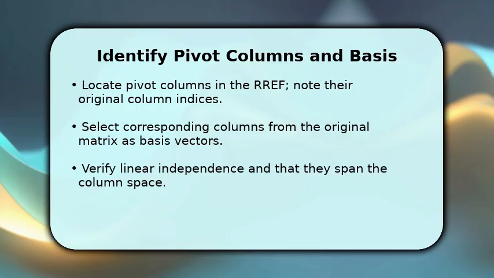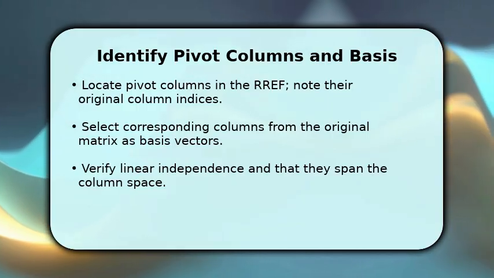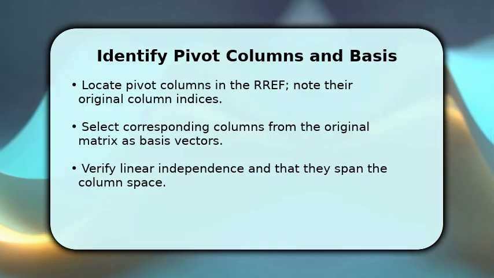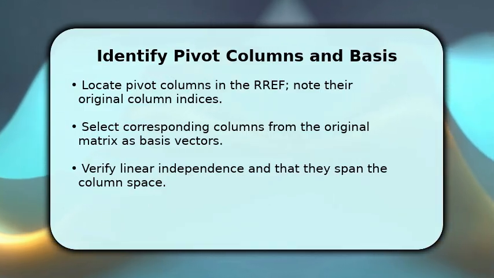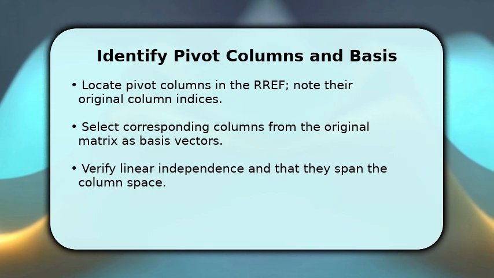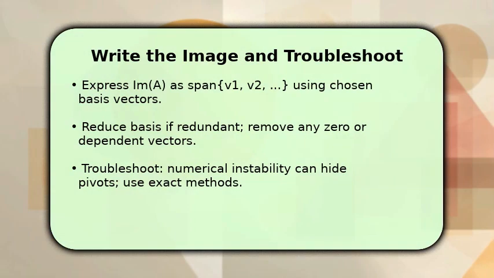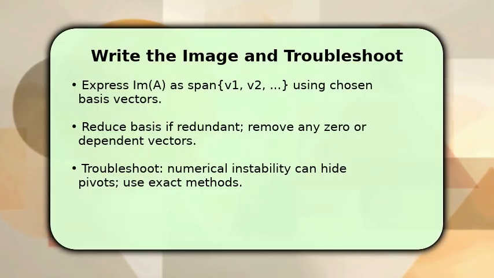To be safe, quickly check their linear independence by confirming the pivot structure, and ensure they span the column space by showing every original column is a linear combination of them. You finish by writing the image of A explicitly as the span of the chosen basis vectors from the original matrix.